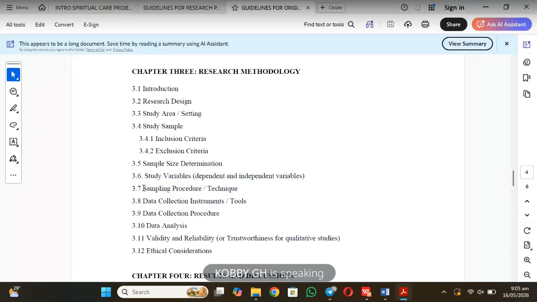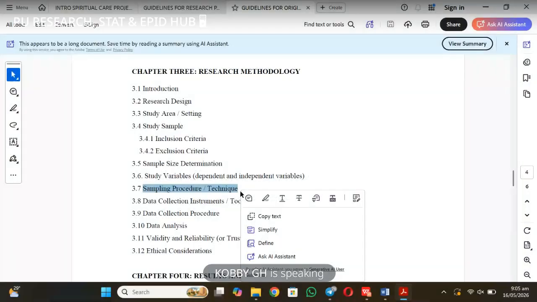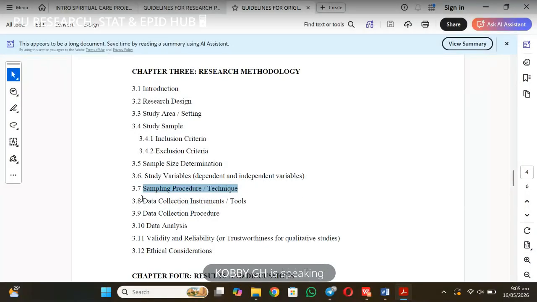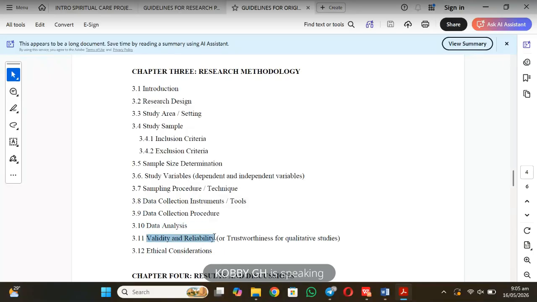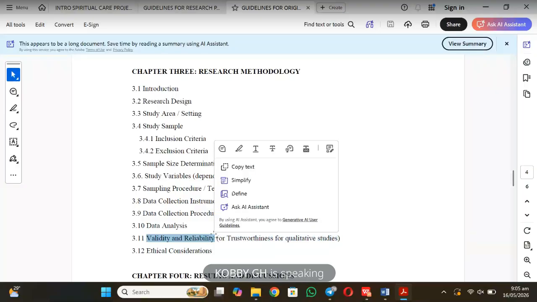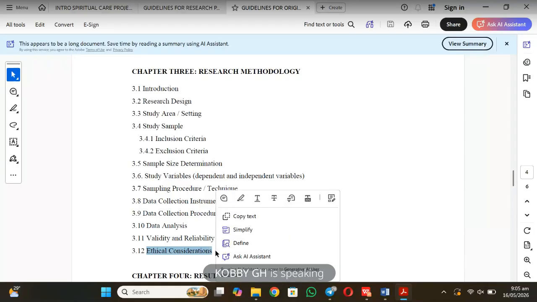We have the sampling technique, or how we call the sampling procedure, is the same thing. We have the data collection instrument or data collection tool. We have the data collection procedure. We have the data analysis, or some literatures call it data analysis technique. We have validity and reliability, but that is for quantitative studies. In qualitative study, we call it trustworthiness. And then the last one, we have ethical considerations.